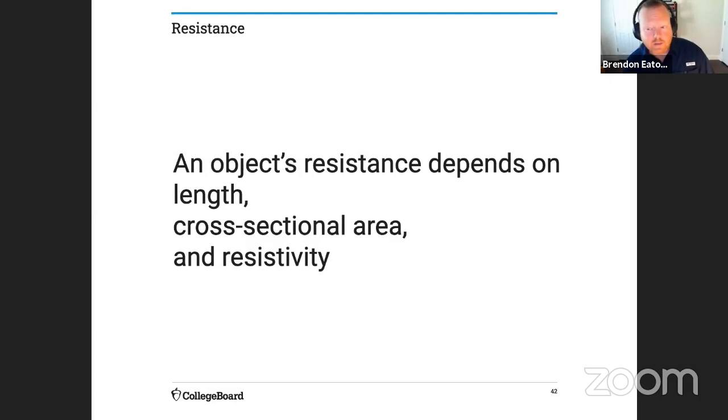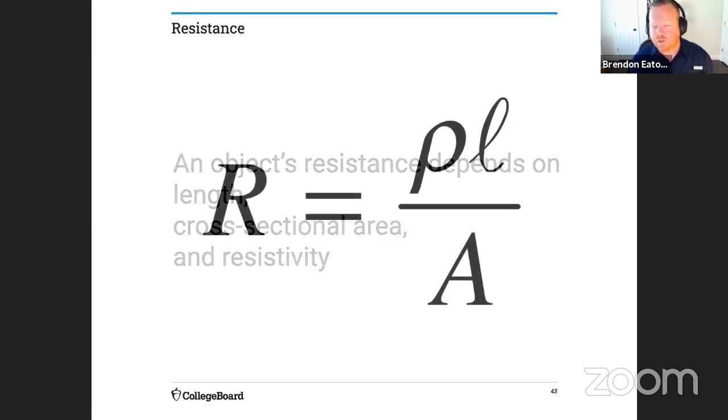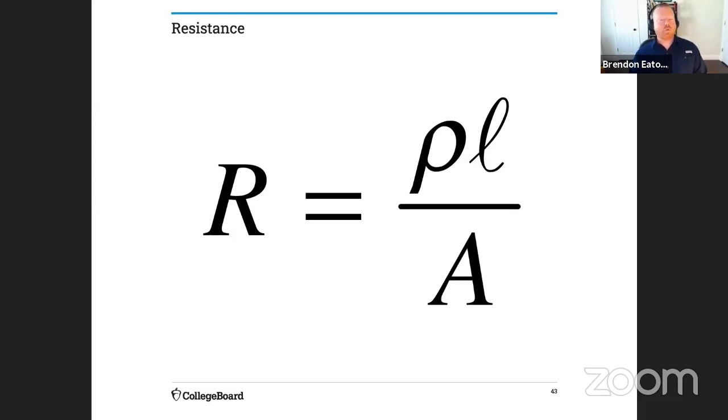Now, we also know that an object's resistance depends on its length, its cross-sectional area, and its resistivity as given by Mr. Mancino's experiments that his students did in class. So we noticed that as the length increased, we got more resistance, and as the cross-sectional area increased, we got less resistance out of those materials. So how does that play into an equation? This is what's on your formula chart. You see a big R is equal to rho L over A.